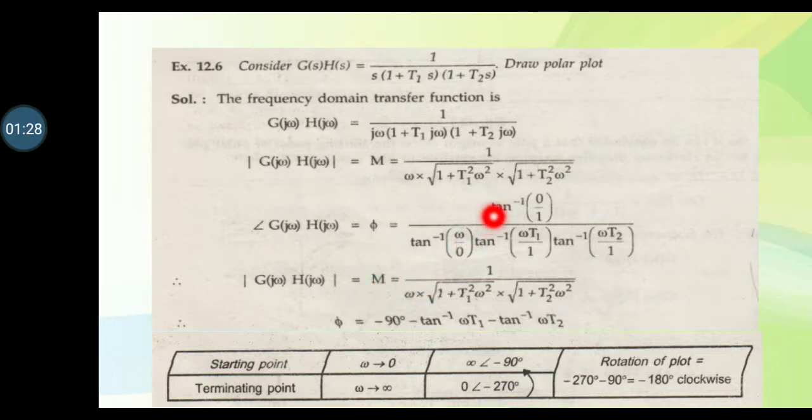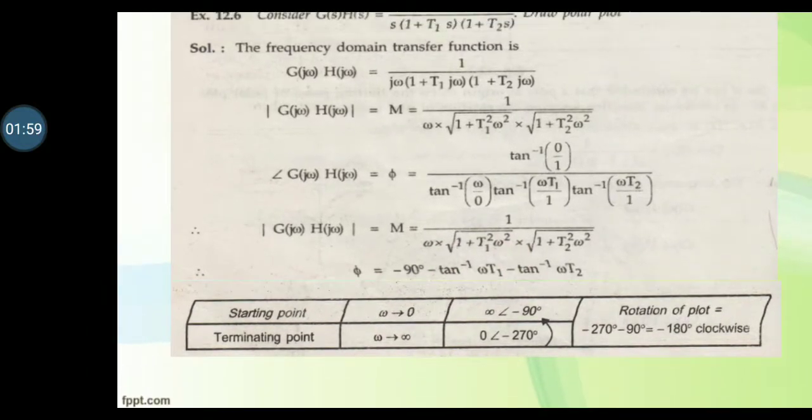Angle φ: tan⁻¹ 0 is 0. Then tan⁻¹(ω/0) means tan⁻¹ infinity, which is minus 90 degrees. Then this is minus tan⁻¹ ωT1 and this is minus tan⁻¹ ωT2. So angle φ is −90° − tan⁻¹ ωT1 − tan⁻¹ ωT2.